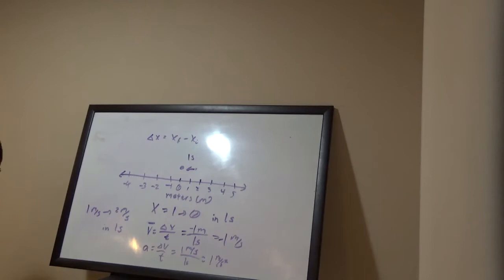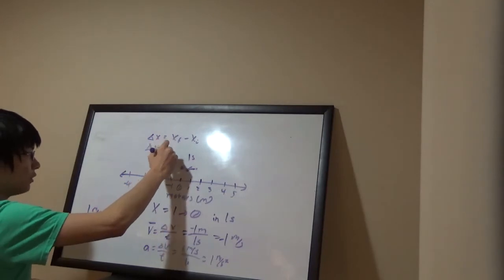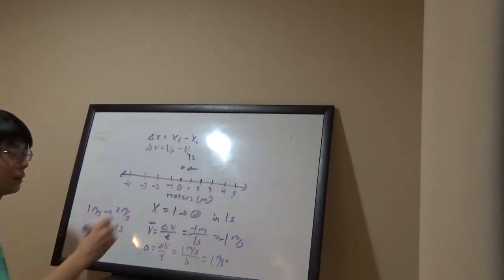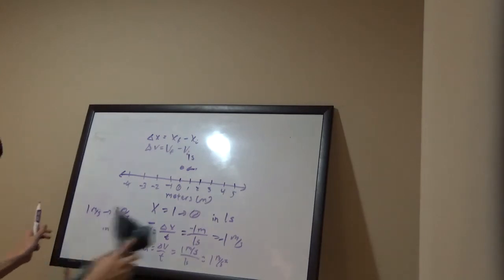Notice again that I have delta v here. And delta v is just like delta x. It's equal to the final velocity minus the initial velocity. Awesome. So let's just write down all the things that we've learned so far.